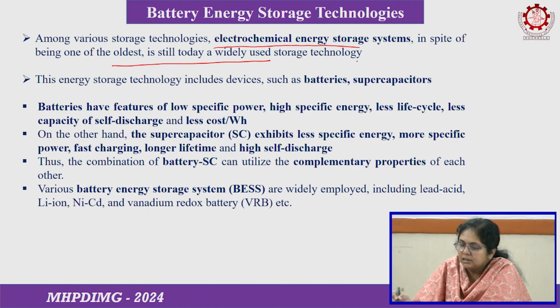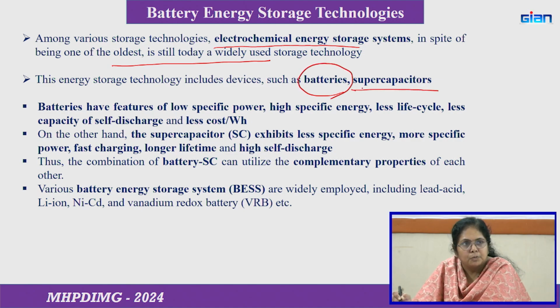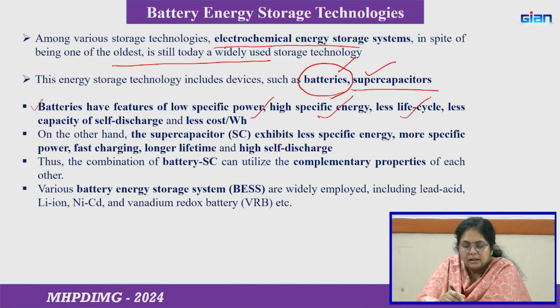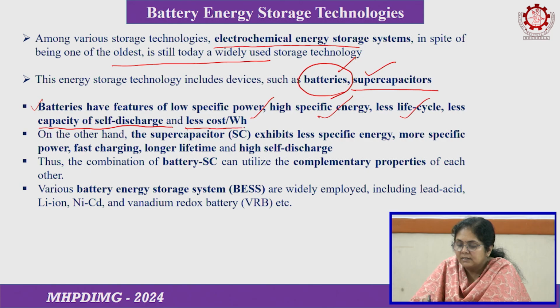Among these, the commonly used storage is the battery, and now the supercapacitor is also coming into the picture. Between the battery and the supercapacitor, there are complementary characteristics. A battery gives low specific power, high specific energy, a shorter life cycle, and low self-discharge, so correspondingly less cost per watt-hour, whereas the supercapacitor gives less specific energy.